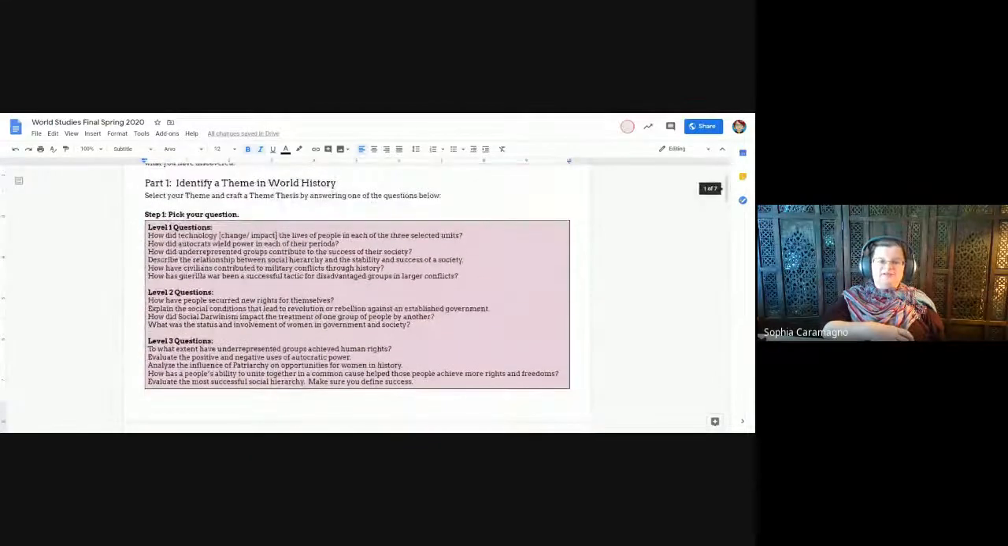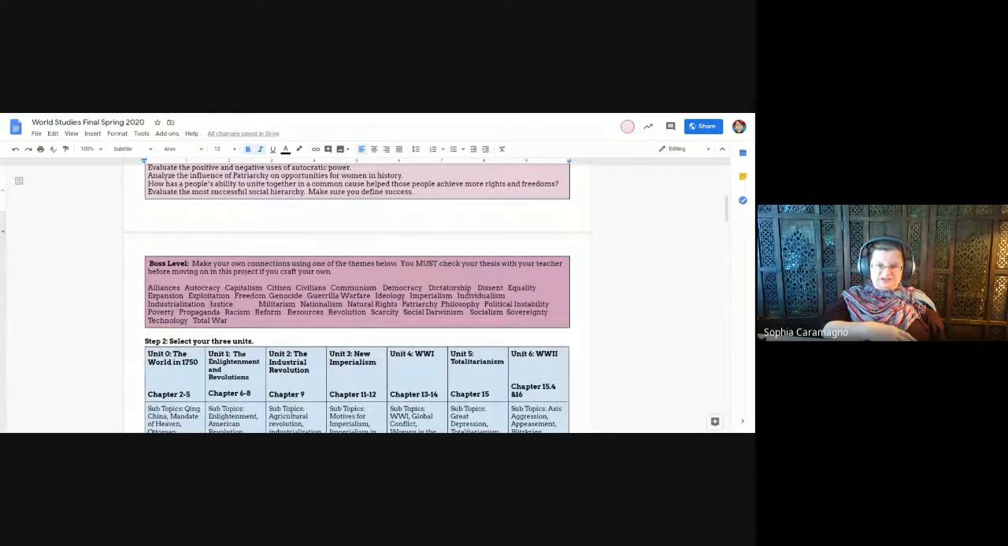For everyone else, you want to pick one of these questions. And as you can see, they're pretty straightforward. For example, a level 1 question might be, how did technology change or impact the lives of people in each of the 3 units selected? So for whatever question you pick, you're going to trace it through 3 units from the year.